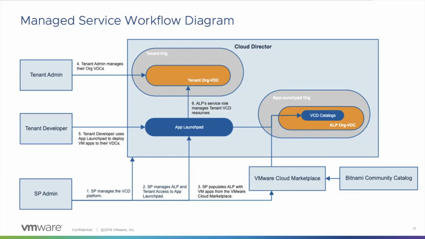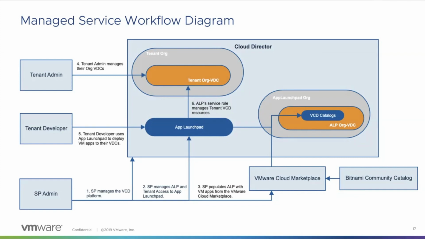So the next step would be the tenant admin. Their role doesn't change from a typical vCloud Director setup. The tenant admin just manages the tenant's org VDCs. The tenant developer would use App LaunchPad to deploy VMs to their VDCs. So they're really the 5 steps that all 3 personas would go through to complete the workflow. But you can see there is a step 6 there in the middle. App LaunchPad's service role manages tenant vCloud Director resources. And that's an important point that we'll dive into shortly.